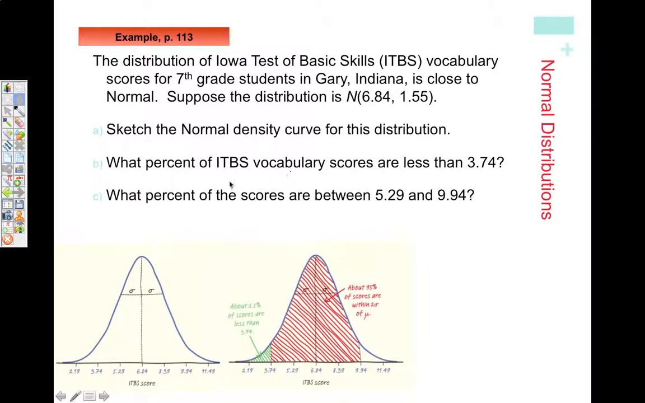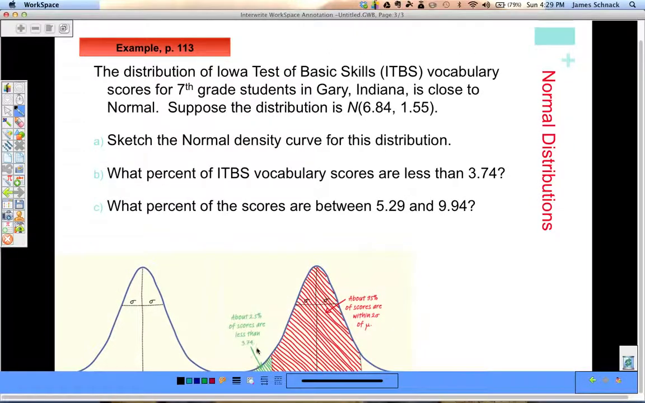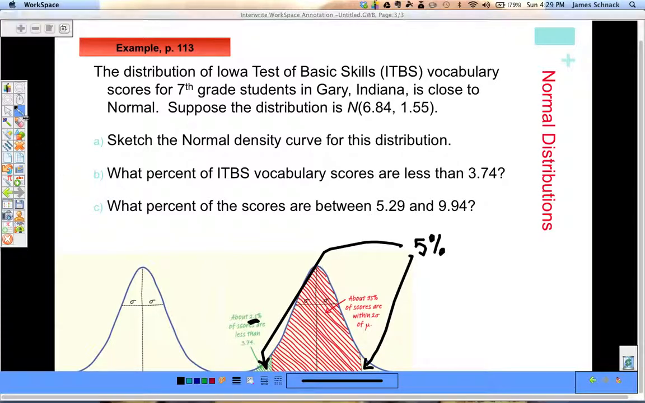And for part B, what percent is less than 3.74? Well, I shade in what I'm looking for. So I shade in this tail that's less than 3.74. We know that within 2 standard deviations, 95% is in here. So this red shaded part represents 95% of all of our data. So how do we know that this tail is 2.5%? Well, if the middle part is 95%, then these two tails together have to make up the remaining 5%. So that means one of them would be 2.5%.